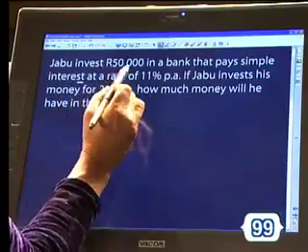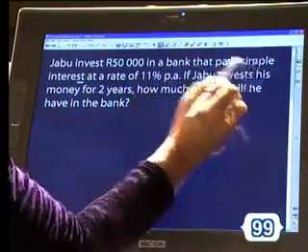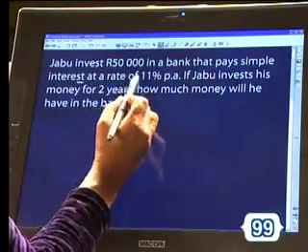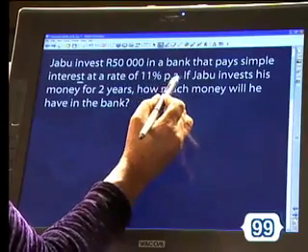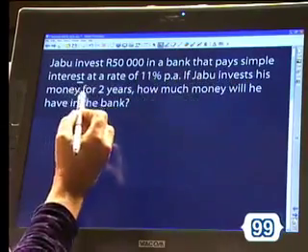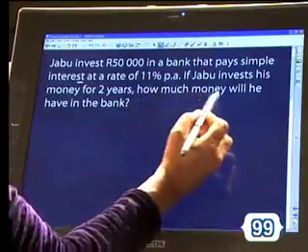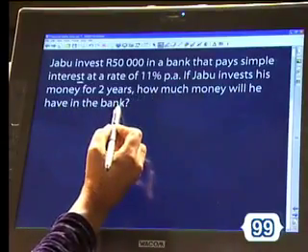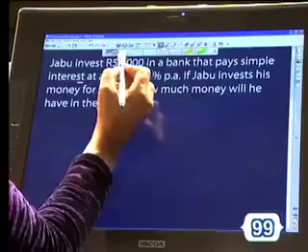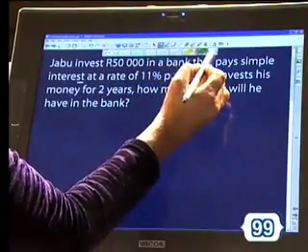Jabu invests 50,000 in a bank that pays simple interest at a rate of 11% per annum. If Jabu invests his money for 2 years, how much money will he have in the bank? Now, what we need you to be able to do when you read this in a test or in an examination is we need you to take a highlighter and to actually highlight all the key pieces of information. All right? So this is what you're going to do.